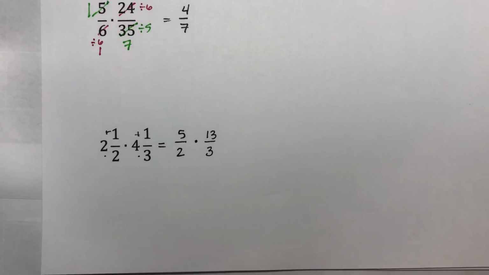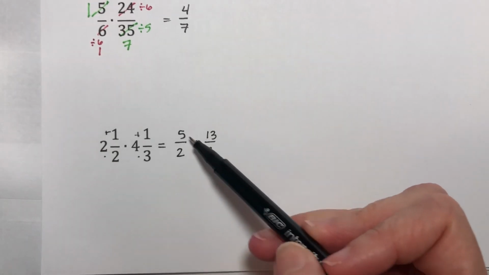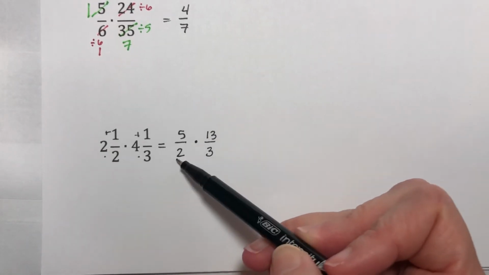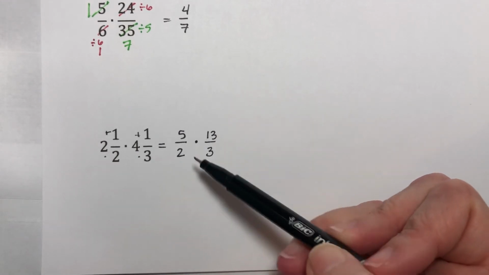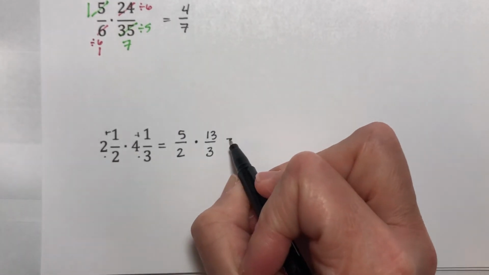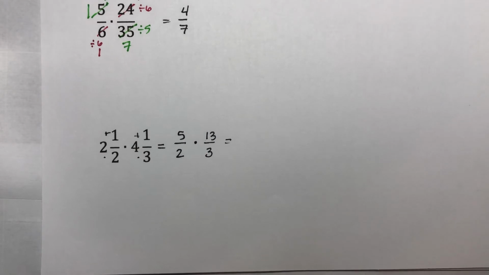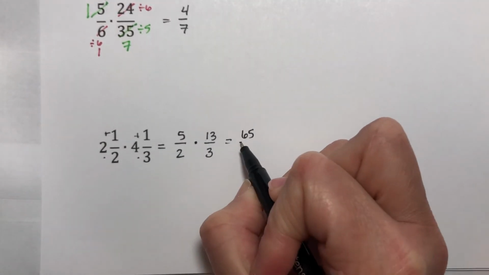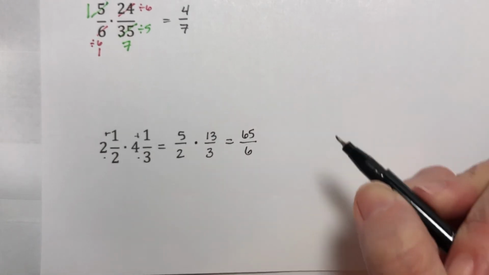Okay. Now look at the diagonals, see if it reduces any. 5 and the 3, those are both prime numbers. That doesn't work. 13 is not an even number, so that's not going to work. So we have no choice but to multiply straight across. 5 times 13 is 65. 2 times 3 is 6.